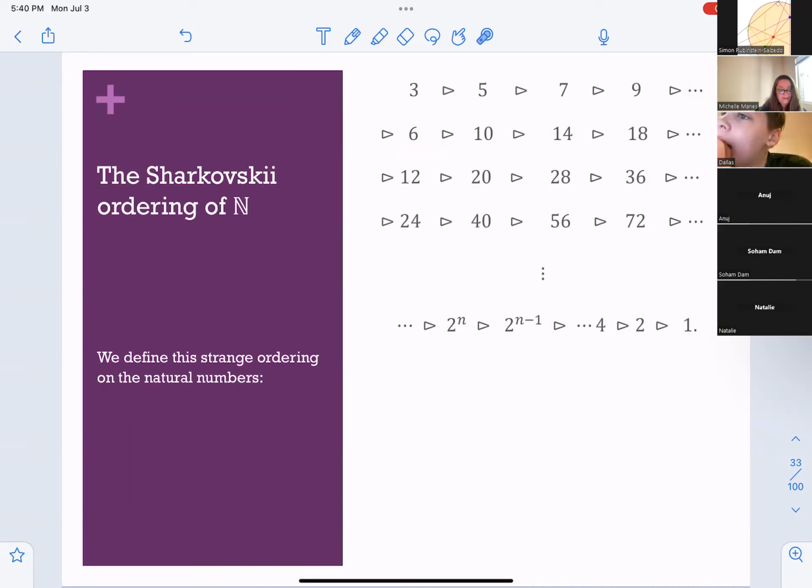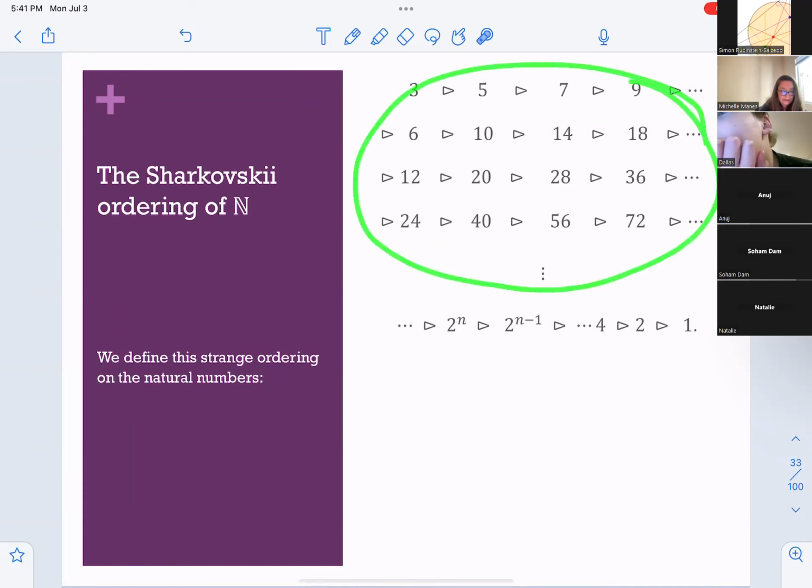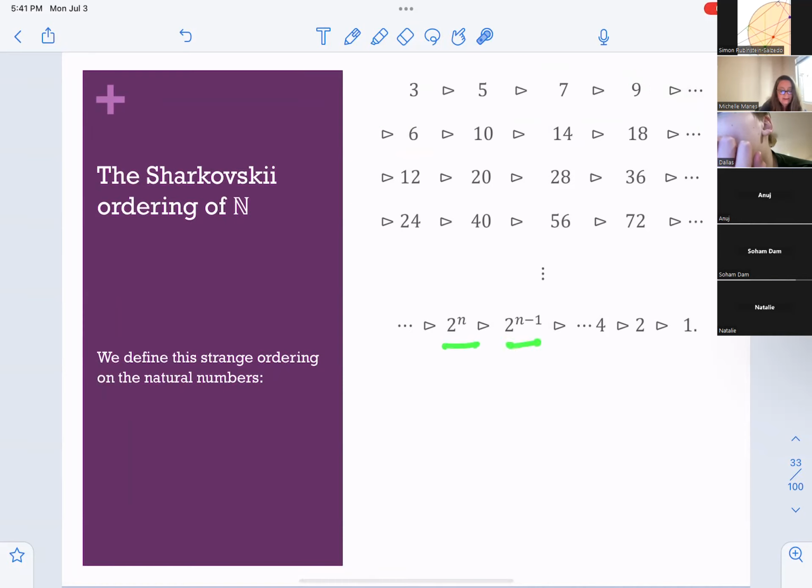And then we have everything that's twice an odd number is bigger than 12, which is bigger than 20, bigger than 28, et cetera. And I keep going, and everything with an odd factor is bigger than every pure power of 2, right? And I've got 2 to the n, 2 to the n minus 1, et cetera. And then 4, 2, and 1 is my smallest natural number.